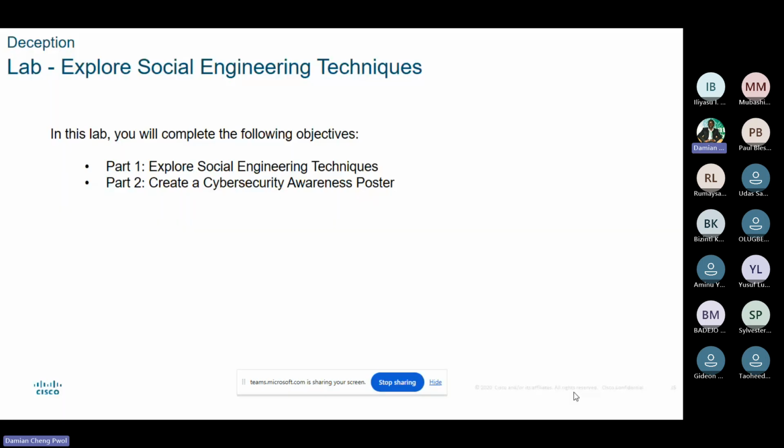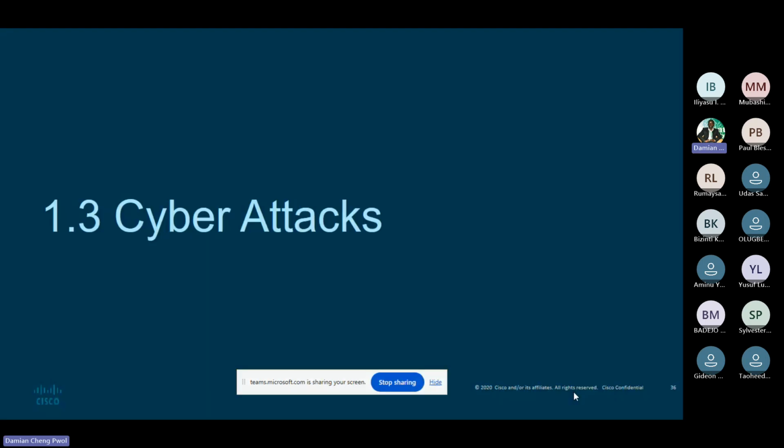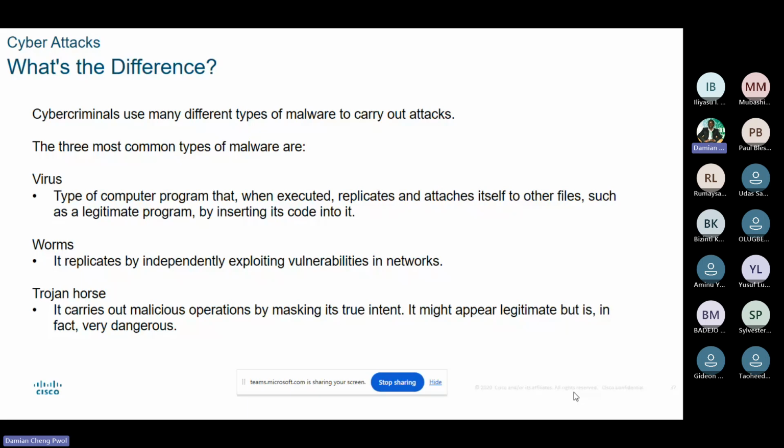Cyber attacks. Cyber criminals use many different types of malware to carry out attacks. If I may ask, what do we understand by malware? I believe we should know what we mean by malware. Malware stands for malicious software. The three most common types of malware are viruses, worms, and Trojan horses.